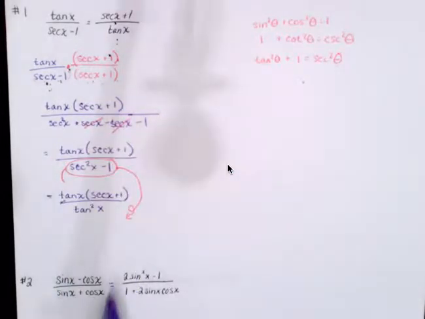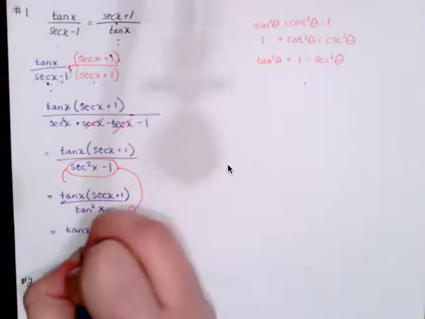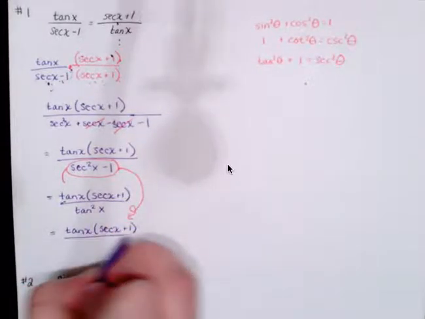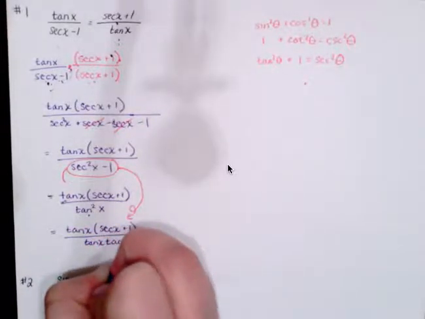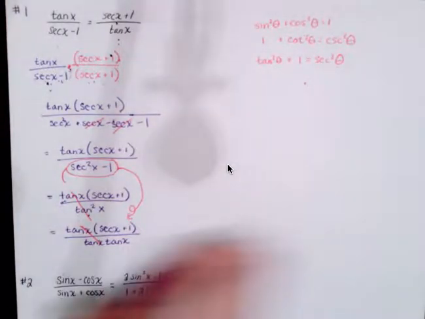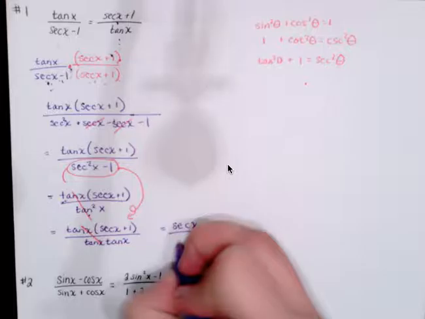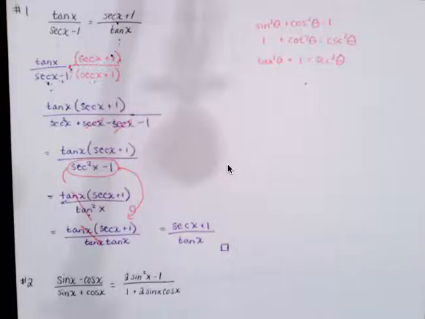Then I'm almost to where I want. I got my secant of x plus 1 and I got a tangent on the bottom. You could rewrite this out. Again, for some of you, you don't have to rewrite this step out right here. You do need all the rest of these steps, but this step you wouldn't need. I can rewrite tangent squared as tangent of x times tangent of x, so then the tangent of x's would cancel out. And I would get secant of x plus 1 on top and tangent of x on bottom, which is what we wanted. So put your box to show we got to where we wanted and we proved what we set out to prove. So that's number 1 on that worksheet.